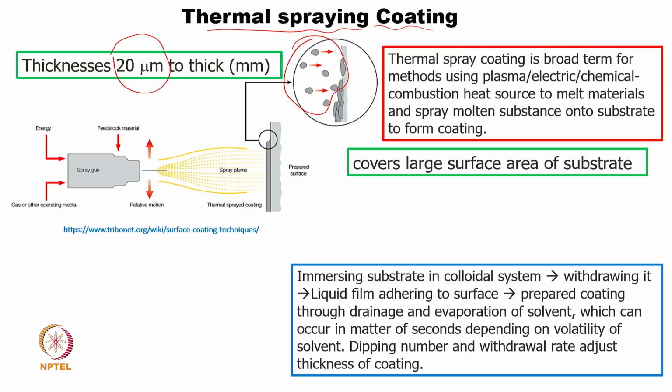Sometimes in some coatings they say that in one go we get a 50 micron coating. If you want 100 micron, then you go for 2 passes. If you want 150 micron, you go for 3 passes. So, those things are also possible.